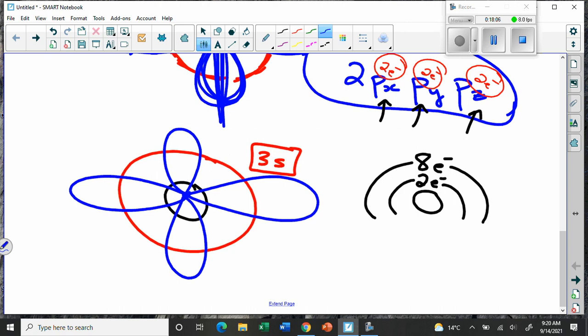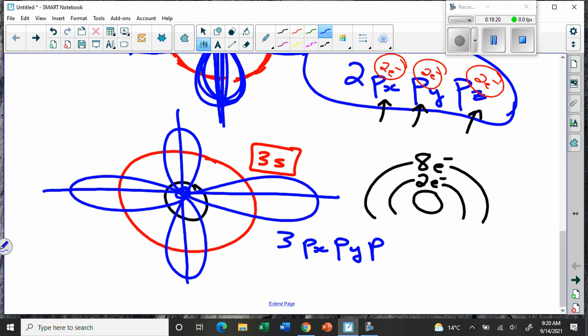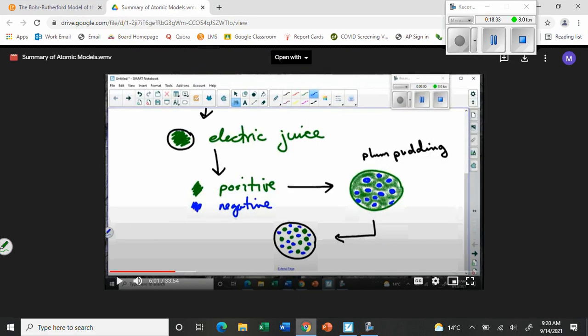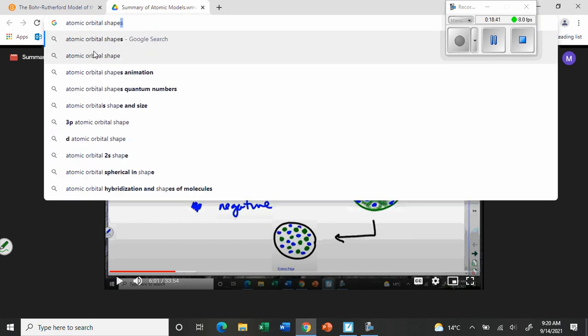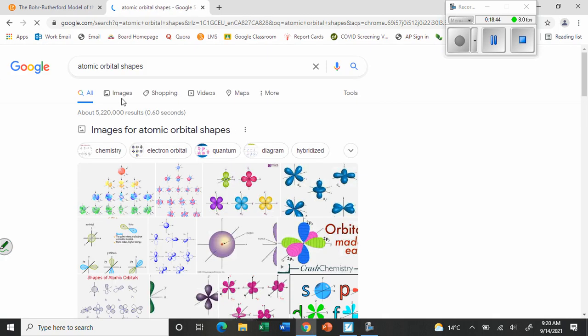And I've drawn 2 of them here, one on the y, one on the x, and there's also the one that goes in and out that I can't draw. So there's also 3px and a py and a pz. But there is another pattern that emerges, which is very difficult to draw. So what I'll do is I'll jump over here to the internet and I'll search it out for you. Let's search it out. I'll just put atomic orbital shapes, and we should be able to grab a nice picture here.